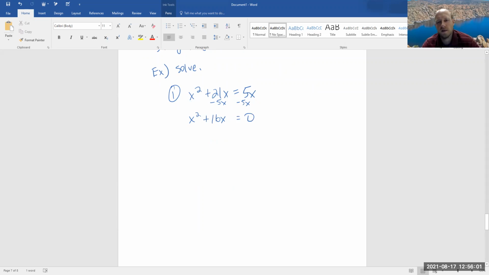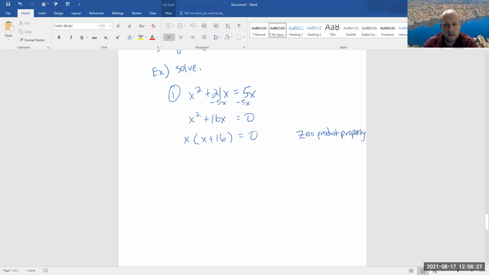So I have x squared plus 16x equals 0. The first step is to set it to 0. And then now what I can do is look for a GCF. So I can take out an x out of x squared plus 16x, and I have just x plus 16 left over.